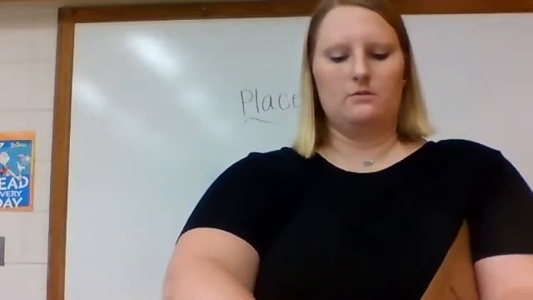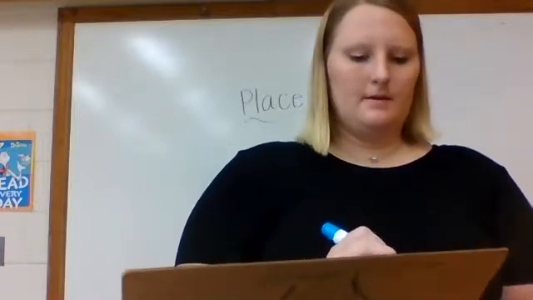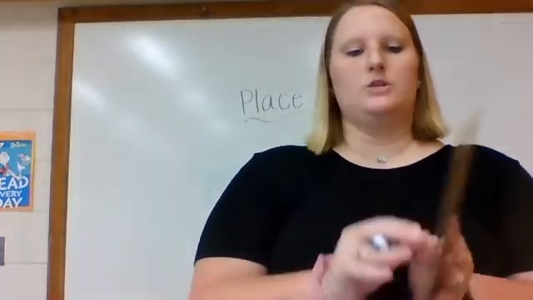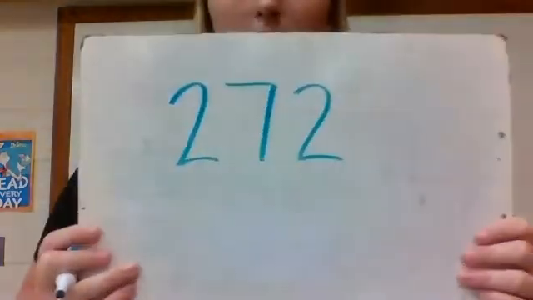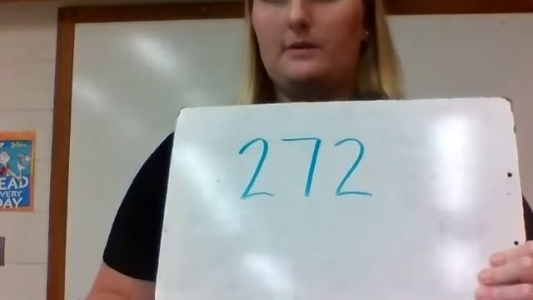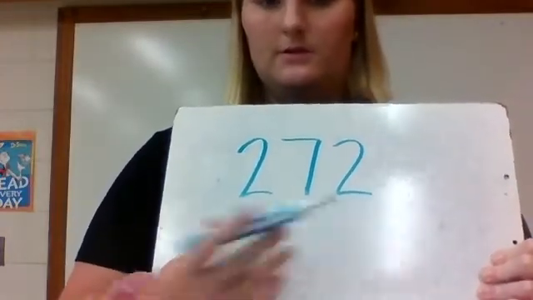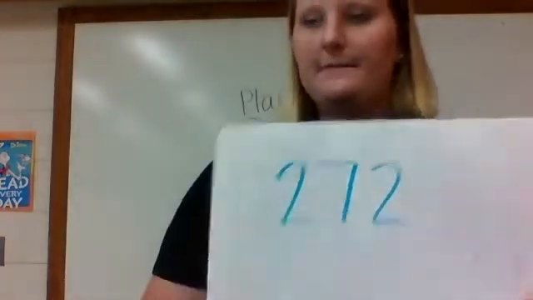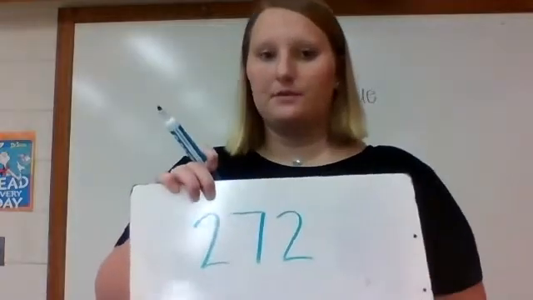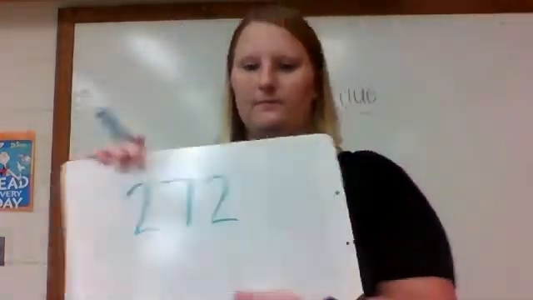I want to show you what we're going to be working up towards, okay? Take the number 272. How many numbers do you see there? 1, 2, 3. There are 3 numbers, okay? Each number has a place value.